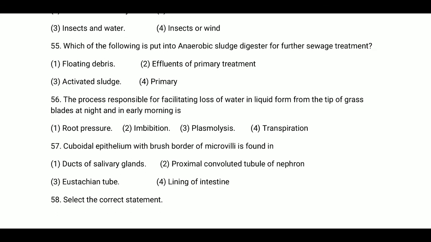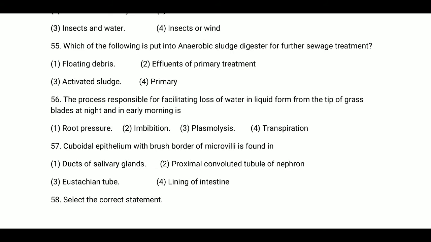The process responsible for facilitating loss of water in liquid from the tip of grass blades at night and early in the morning is root pressure, imbibition, plasmolysis, transpiration. Loss of water in liquid form is called as guttation, and guttation occurs through hydathodes, and it occurs mainly due to which kind of a pressure? We all know it's basically root pressure. Higher the root pressure and lower the temperature, that causes guttation.